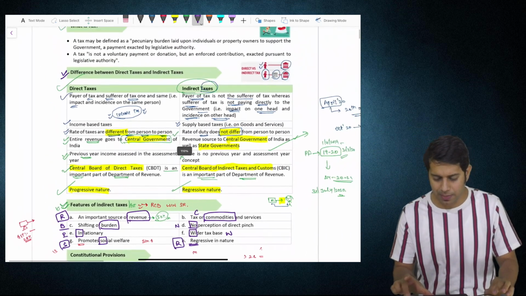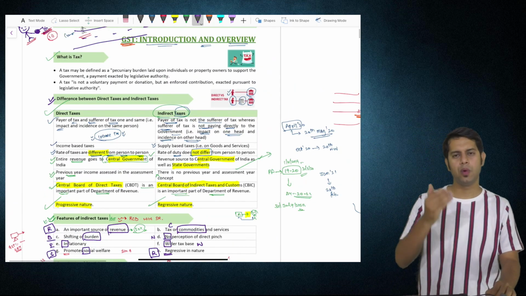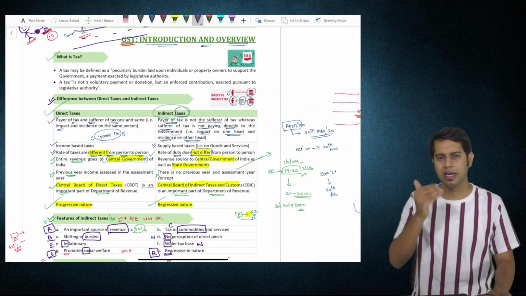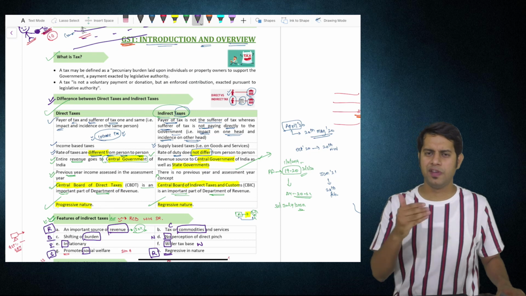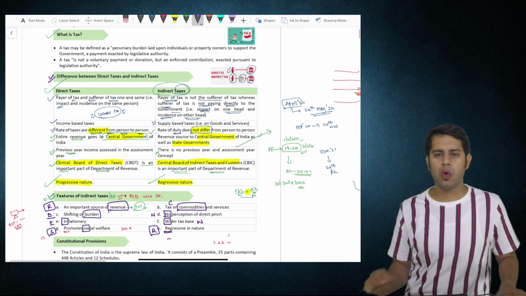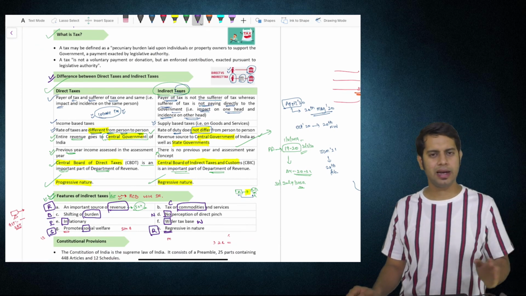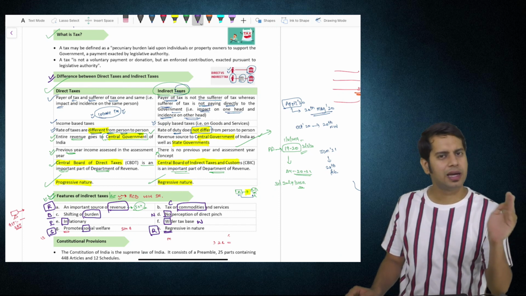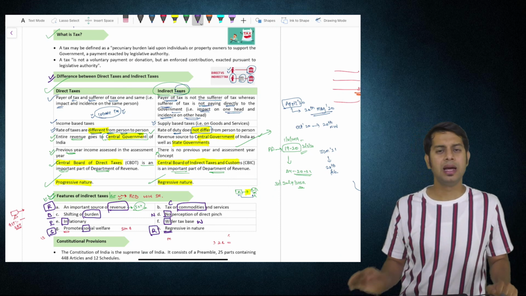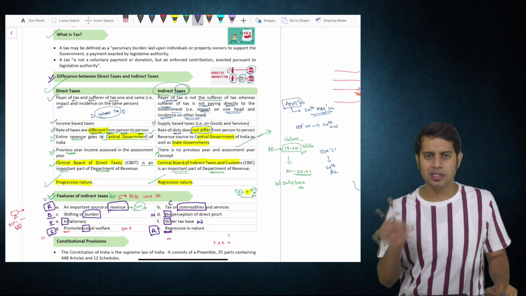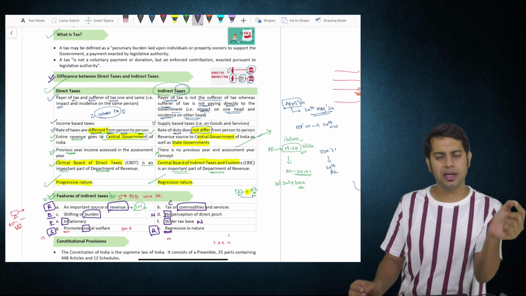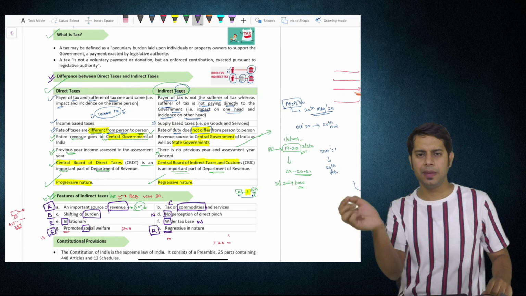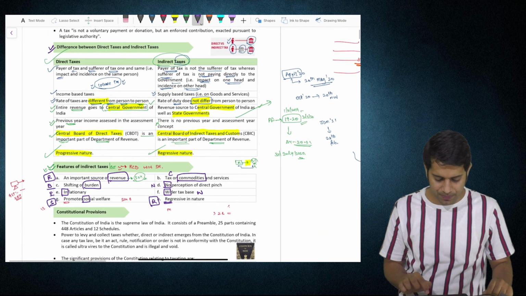So I'll just sum up today's discussion. Today we learnt about what is the meaning of tax. Tax is an amount which is collected by the government for different facilities which are provided by them. Then we saw what is direct tax and indirect taxes. In direct taxes, the person who is paying the taxes and the person who is suffering the taxes are the same person, whereas in indirect taxes, the person who is paying and the person who is suffering are two different persons. Direct tax incident and impact are on the same person. Indirect tax incident and impact are on two different persons.